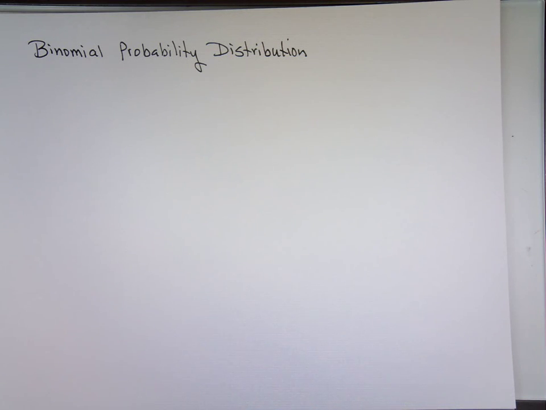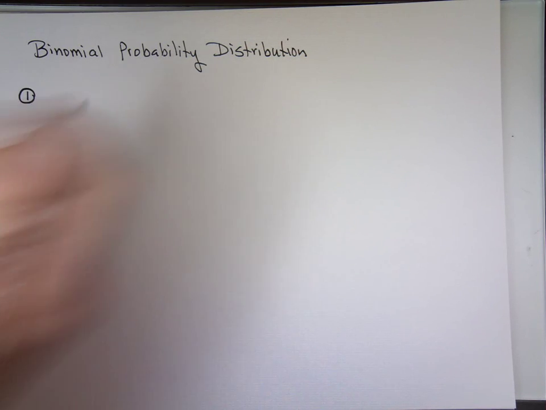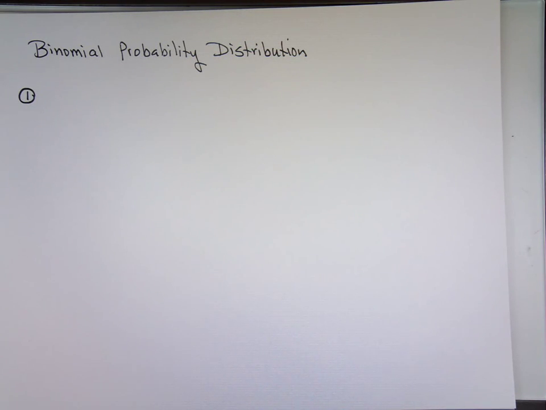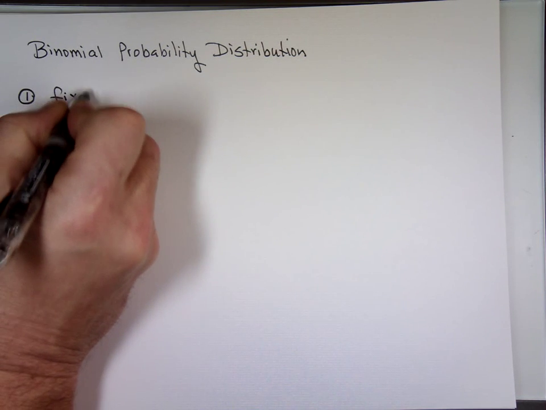Now, for an event to be classified as binomial, there are 4 conditions you have to satisfy. And if you know this is actually binomial, then we have an equation that will give us the answer. I don't have to list all the combinations. The 4 conditions you have to satisfy are: you must have a fixed number of trials.